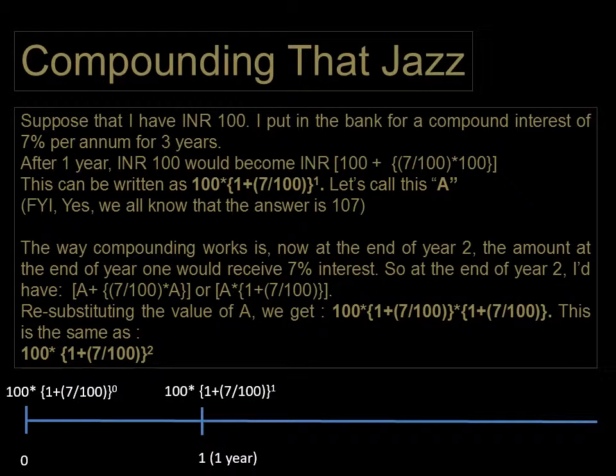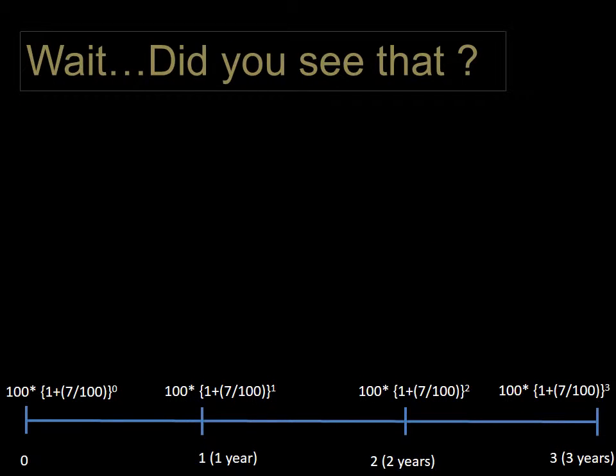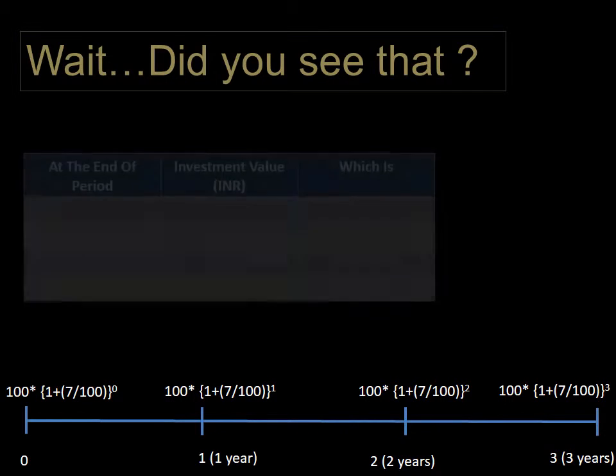This is A. At the end of year 2, A becomes something more, which is again getting 7% interest. At the end of year 3, this is what we get. Did you see that yet? Let me refine it a little more for you. Let me put it in a table.